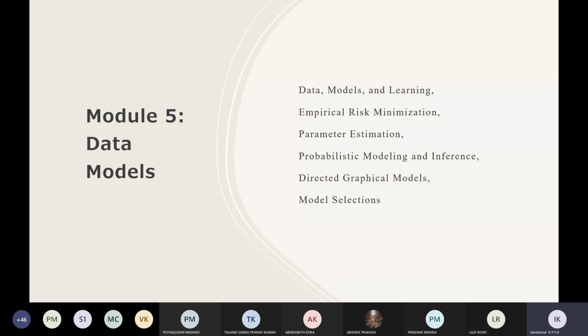So the next part is data models. We will just look at what are the different models we can use, whether there is probability or whether there is no probability.